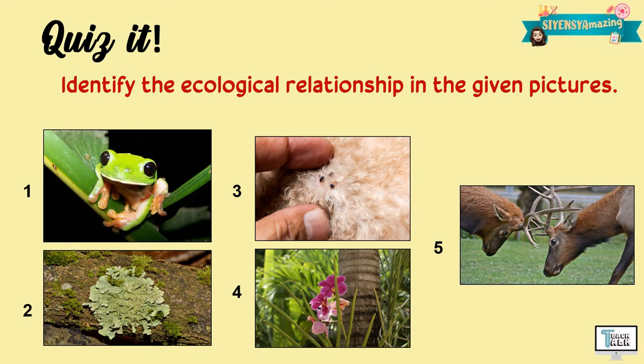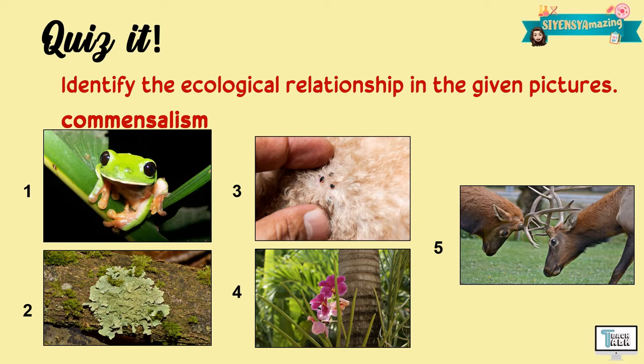Hands up, let's check your answers. In this quiz, we're going to identify the ecological relationship in the given pictures. Number 1. You can see na ang frog ay nagbe-blend in siya sa grass. So, the frog benefits while the grass, while the plant remains unharmed. This is commensalism. Number 2.